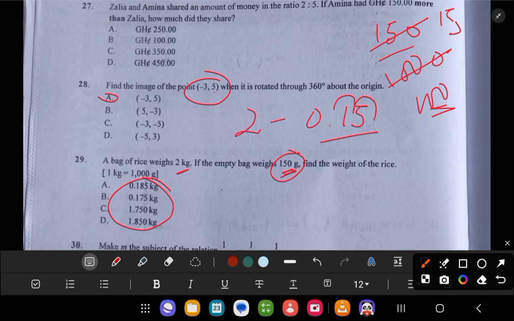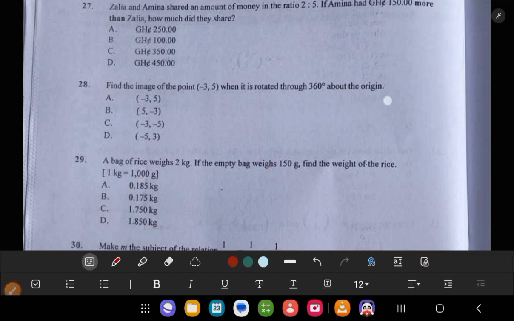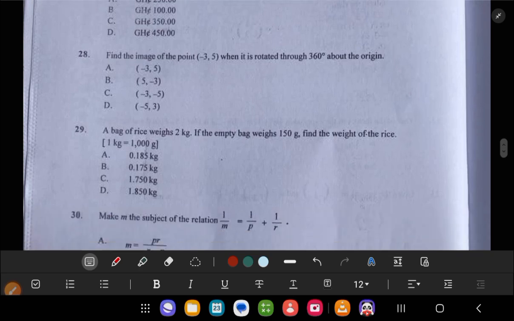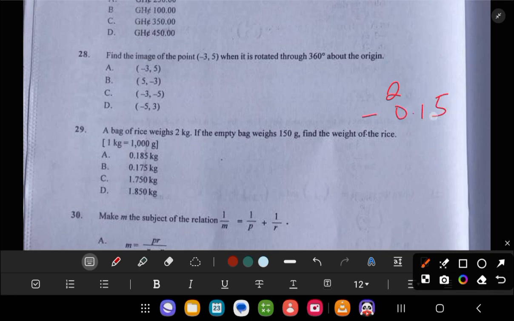So 2 minus 0.15. So you need to take 1 out of here. So you have 1. And you bring it here, you have 10. And you take 1, you have 9. And you have 10. So 10 minus 5 is 5. 9 minus 1 is 8. Point. So you have 1. So 1.850 kilogram. Yes. So the answer is D.